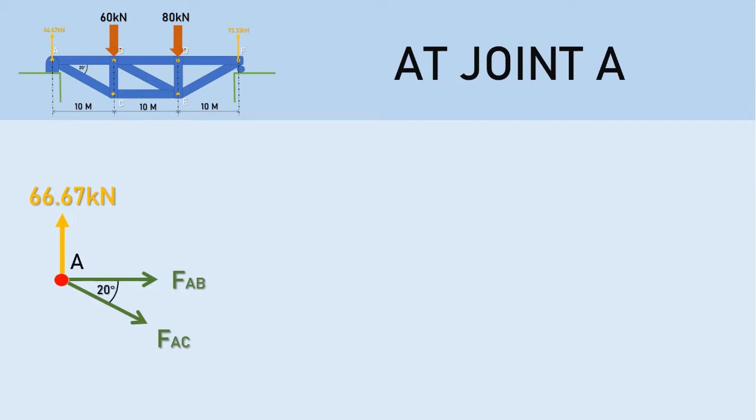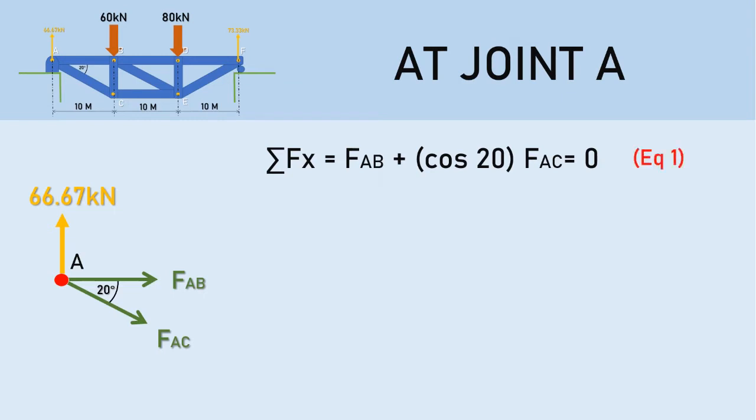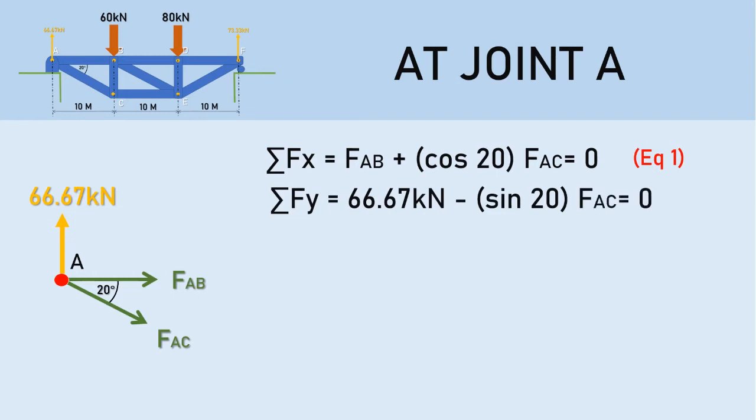Assuming first that all forces are in tension, we have the sum of the forces in X, which is FAB plus cosine 20 of FAC equals 0. Now for the sum of forces in the Y direction, we have 66.67 kN minus sine 20 times FAC equals 0.